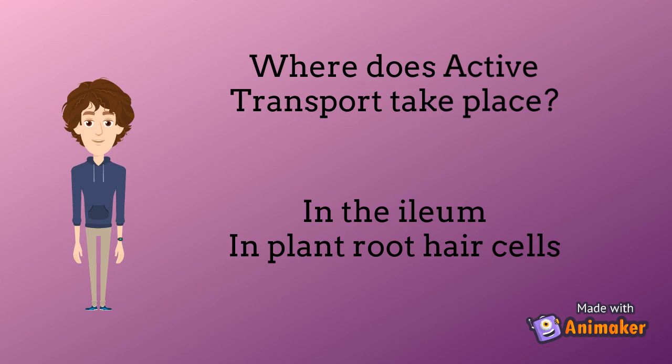Where does active transport take place? It takes place in the ileum of the digestive tract, where glucose is actively transported into the epithelial cells of the villi. Active transport occurs in plant root hair cells when taking up needed mineral ions from the soil. Mineral ions are in low concentration in the soil, however they are actively transported into the root hair cells because they are necessary for the plant's growth.